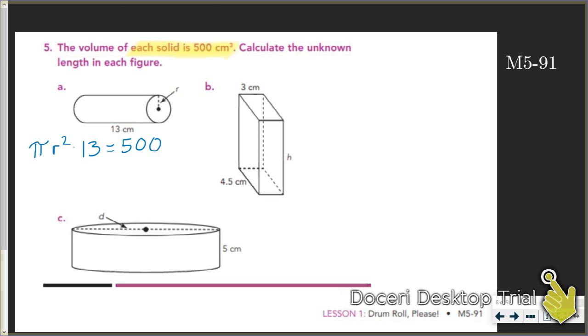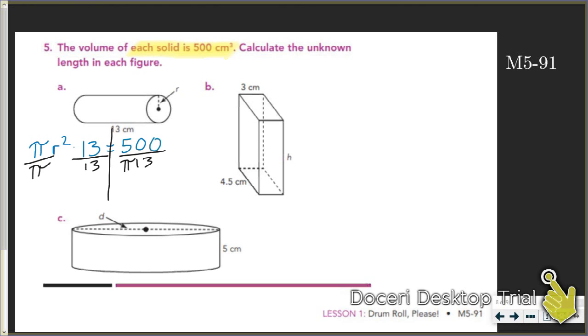So all we would have to do here is set this up like just solving an equation. So draw a line. Okay, well, the opposite of multiplying by 13 is dividing by 13. So we'd have to divide both sides by 13. Then we'd have to divide both sides by pi. So we're also dividing by pi here and getting an answer.